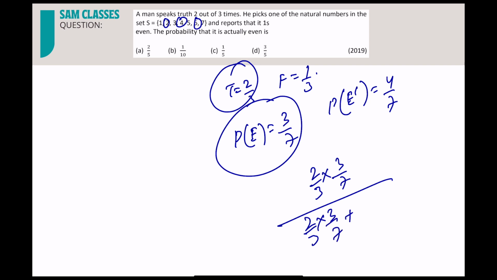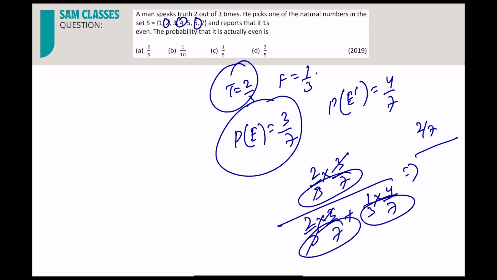If somebody didn't get it, go and check the Bayes' theorem concept. It is very simple. So the 3 cancels; they'll give you values such that you can cancel them. Or you can keep everything and not cancel: 7 3 21, 7 3 21, 7 3 21, so all the 21s you can cancel. So what you'll get is 6 by 6 plus 4, so 6 by 10, that is equal to 3 by 5.